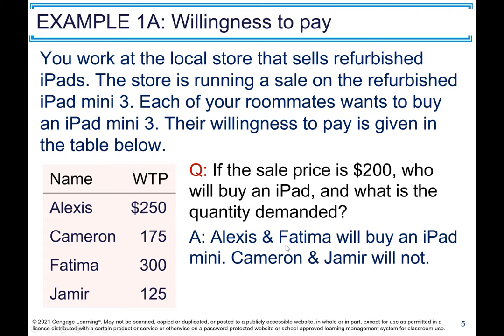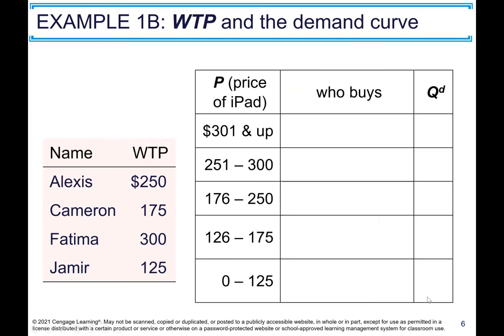Answer: Alexis and Fatima will buy an iPad Mini. Cameron and Jamir will not. Hence, quantity demanded is equal to 2 when the price is $200. Example 1b, willingness to pay and the demand curve. Derive the demand schedule. We still have the participants, Alexis, Cameron, Fatima, and Jamir, and their willingness to pay.